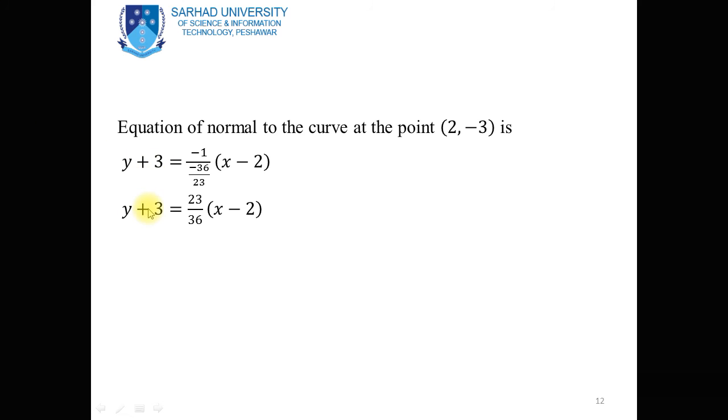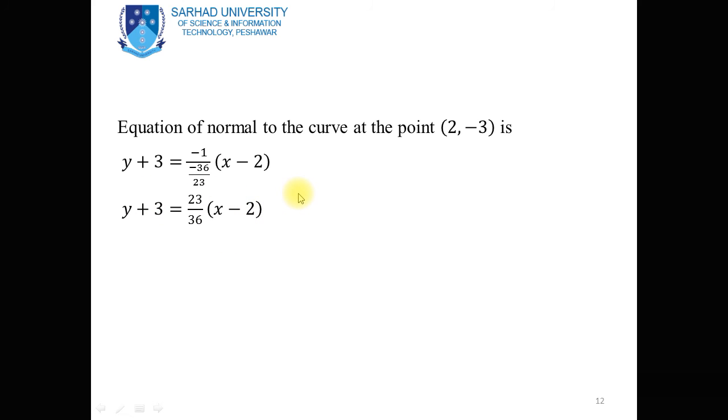So the equation of the normal line is now y plus 3 is equal to minus 1 divided by m, where m represents the slope of the tangent line, into x minus x naught, and the value of x naught is 2. So we can write y plus 3 is equal to 23 divided by 36 into x minus 2. This is the equation of the normal line for the given implicit function.